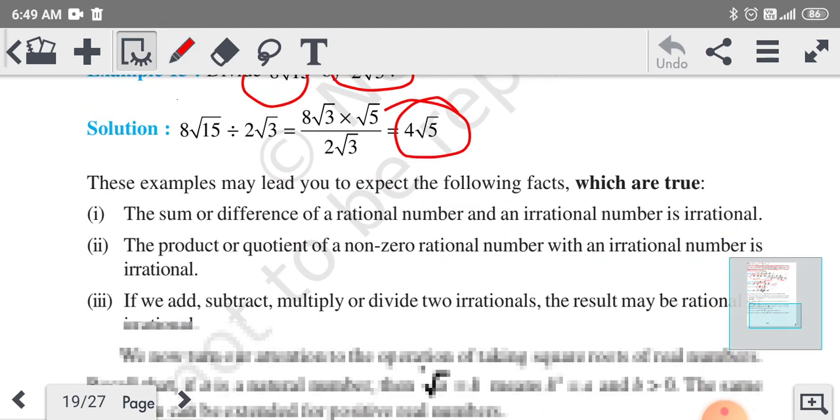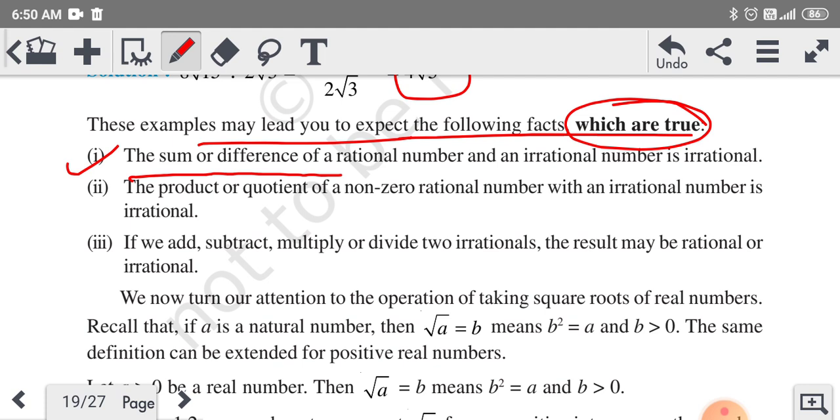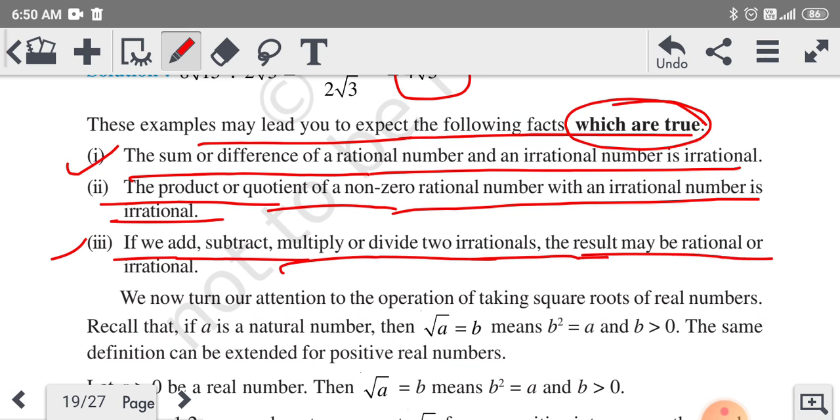These examples may lead you to expect the following facts, which are true. First, the sum or difference of a rational number and an irrational number is irrational. Second, the product or quotient of a non-zero rational number with an irrational number is irrational. Third, if we add, subtract, multiply and divide two irrationals, the result may be rational or irrational.